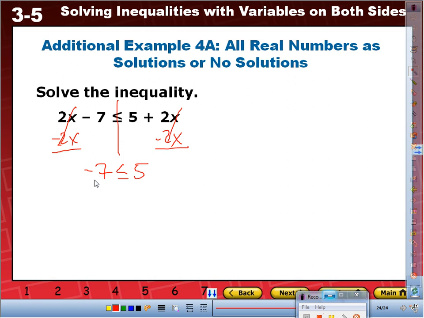But let's read this. Is negative 7 less than or equal to 5? Yes, it's true. Whenever we end up with an inequality where the variables cancel out and the inequality is still true, the solution set is all x's such that x could be any real number. Before you copy this, let me show you why.